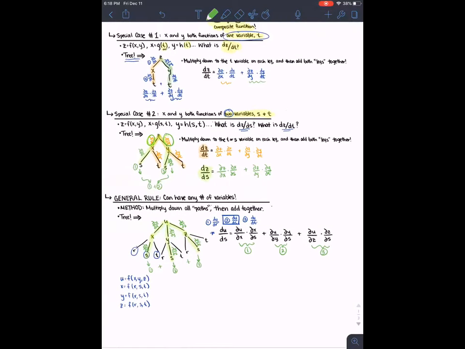Partial of y times partial of s is leg 2. Partial of z times partial of s is leg 3. And this is how you get from u to s. That's how you get du ds.